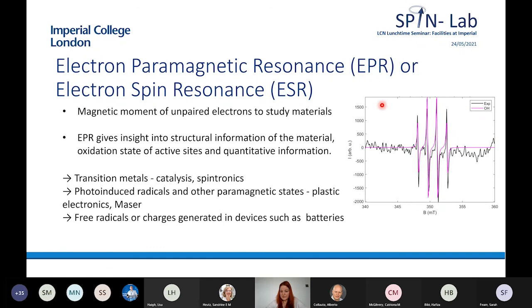On the right side here, you can see an example of it. The sample didn't show an EPR spectrum at the start, but by adding a spin trap, a hydroxyl radical was detected. Spins are present in transition metals, in catalysis, spintronics, also photoinduced, and free radicals or charge generated in devices such as batteries. Batteries could be detected by EPR and give really nice information about the materials.